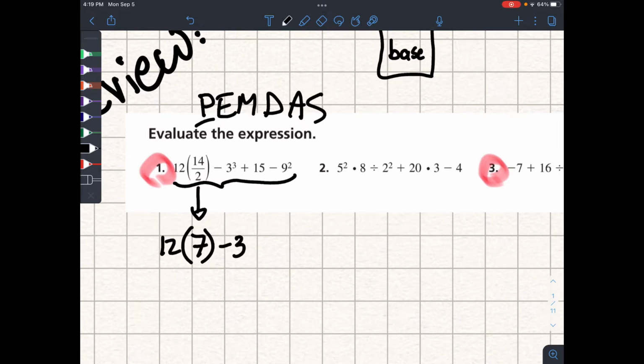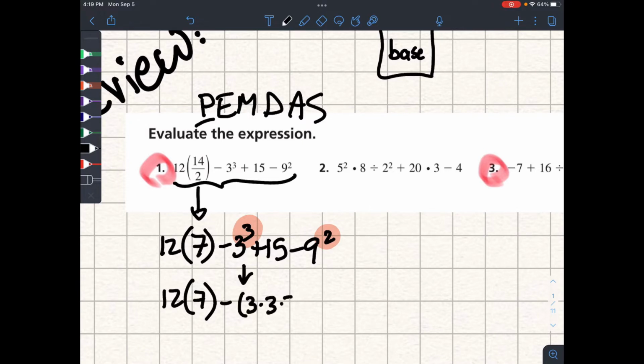Next, we're going to look at, are there any exponents? And we see 2 of them. There is one here and one here. So what does an exponent mean? Hopefully you've not forgotten that. It would mean that if I take a 3 to the 3rd power, I am multiplying 3 3s. So plus the 15 minus, and then I've got 2 9s here, right? 9 times 9. I'm going to put parentheses around those to indicate that we need to multiply those 2 things together and the 3 3s together.